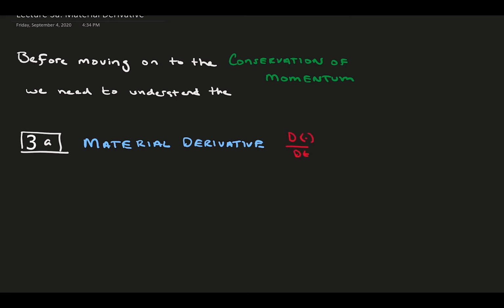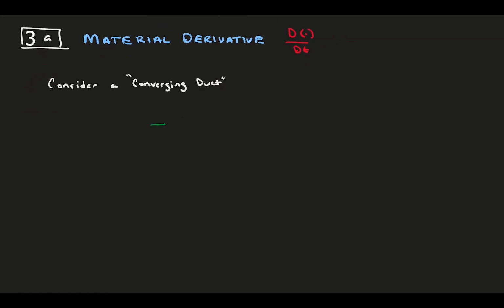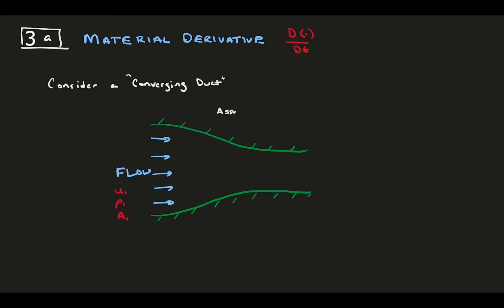The material derivative, also sometimes referred to as the substantial derivative or the total derivative, is typically shown as capital D over dt of a quantity. To understand why it's necessary, it's helpful to start with an example. Consider a converging duct flow where flow comes in through a big opening and exits through a smaller opening. We're going to assume flow is incompressible, meaning density is unchanging, so ρ1 equals ρ2.